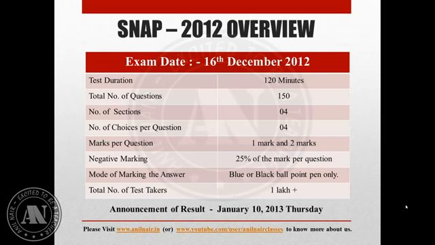This is one of the very few exams in India where students are expected to darken the ovals using a ballpoint pen, either blue or black. And the results will be announced on January 10th, 2013.